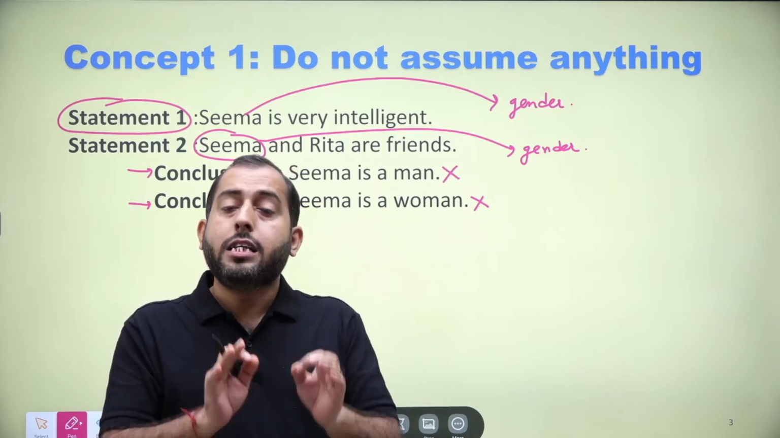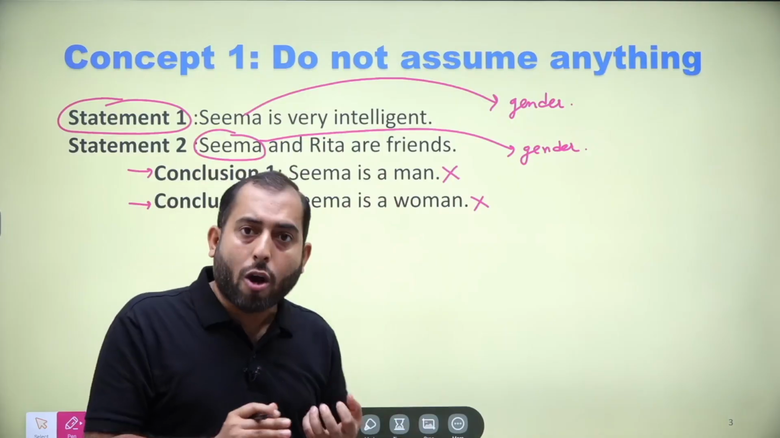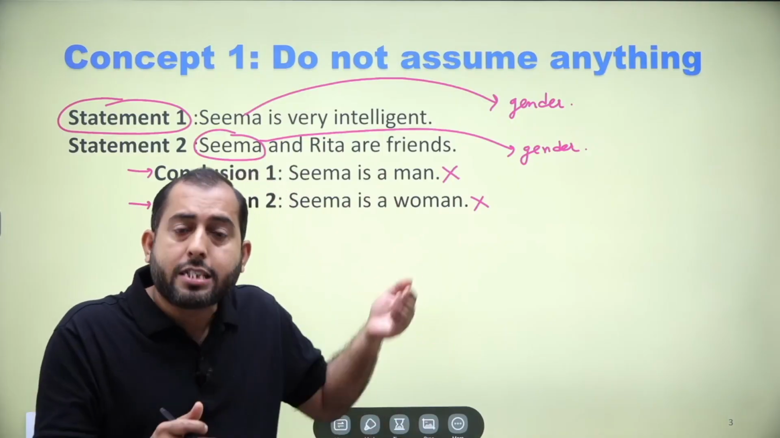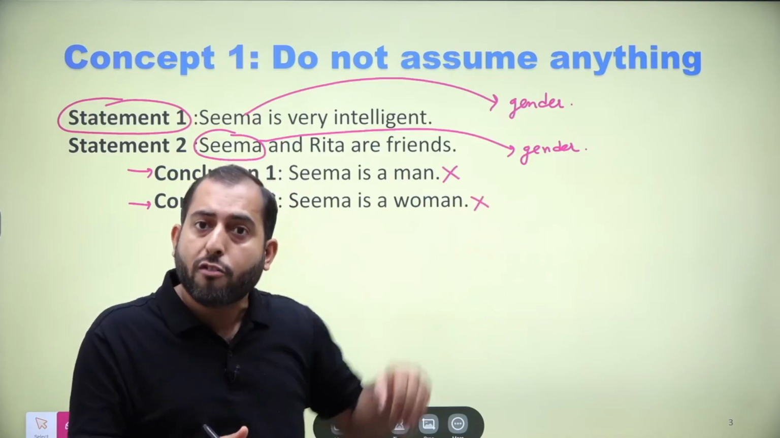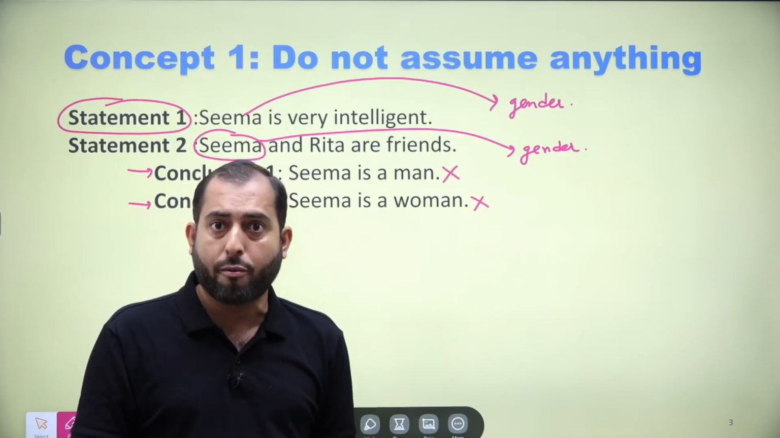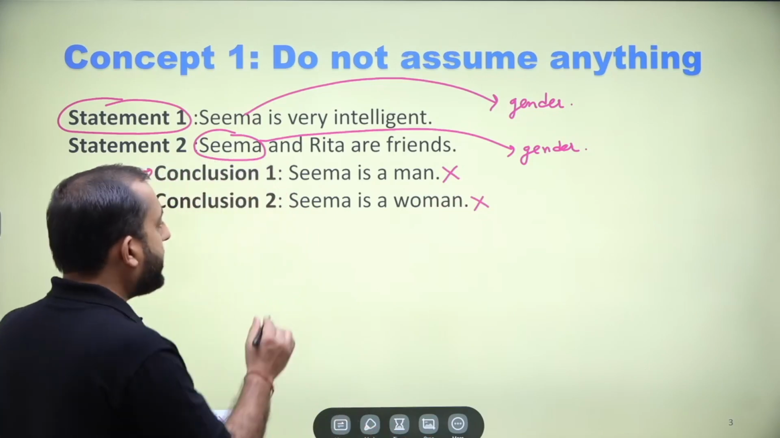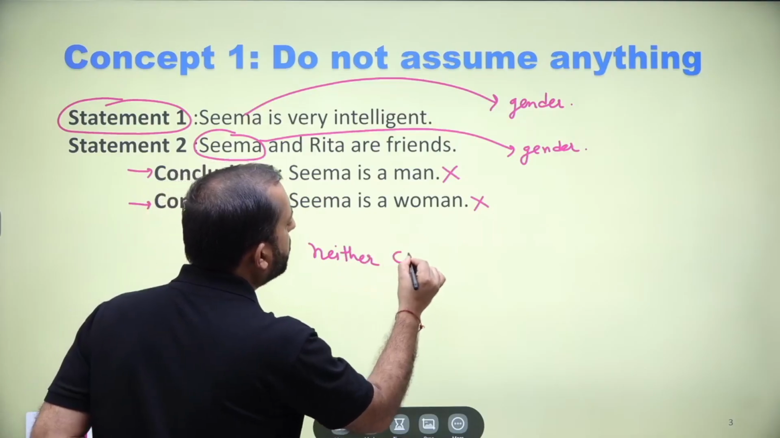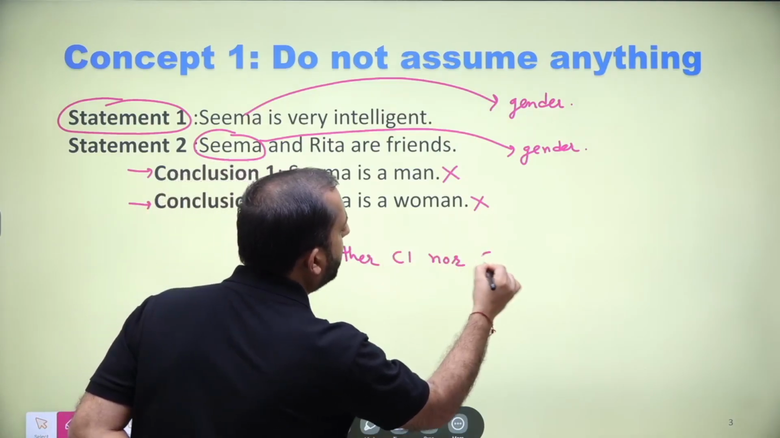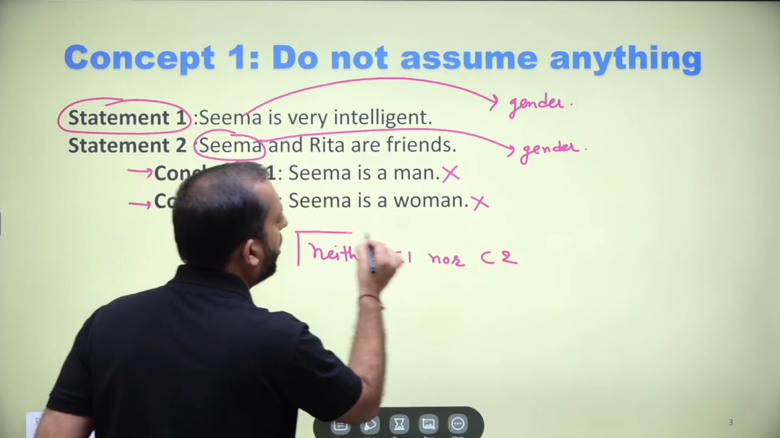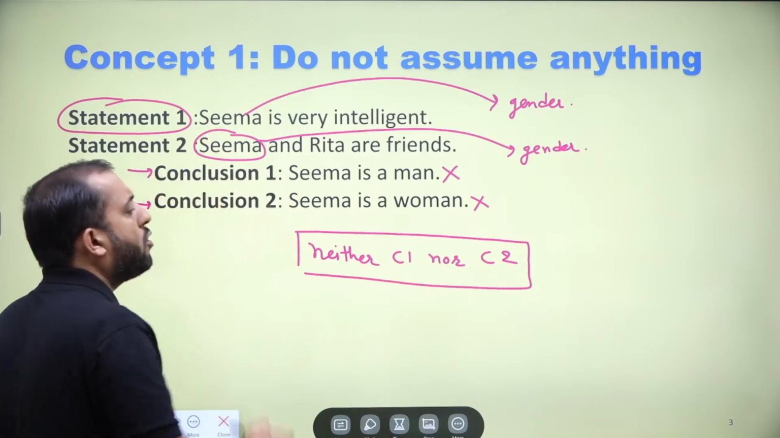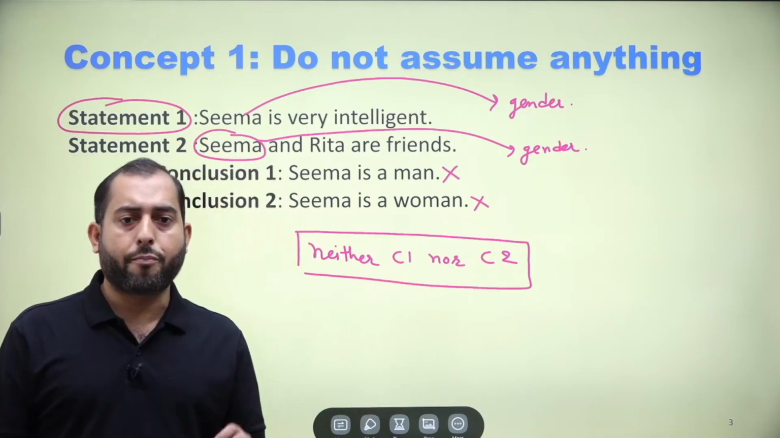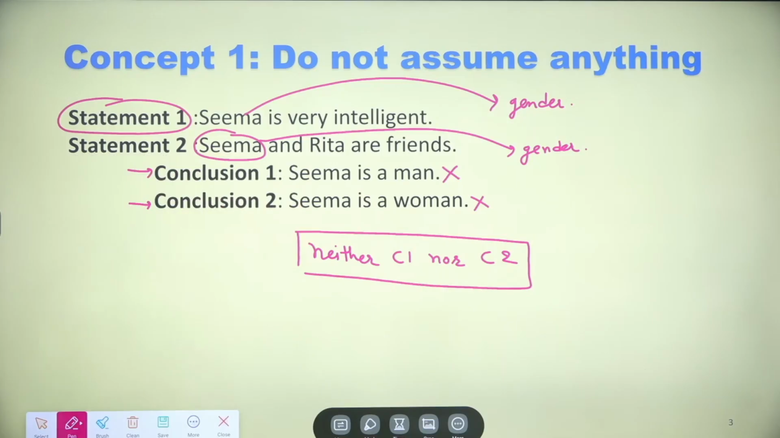But guys, since gender is not defined, it might be possible that Seema is neither a man nor a woman. Seema might belong to a third gender also. So that is why the answer of this question should be neither conclusion 1 nor conclusion 2. Neither conclusion 1 nor conclusion 2 will follow. Kindly mark it down. Okay, let's move on.